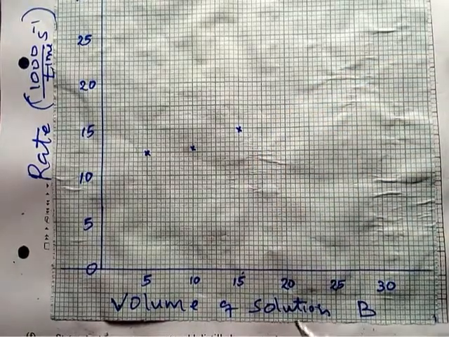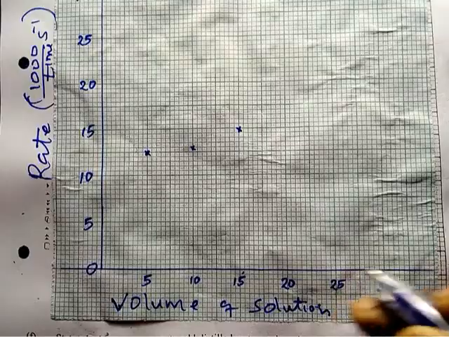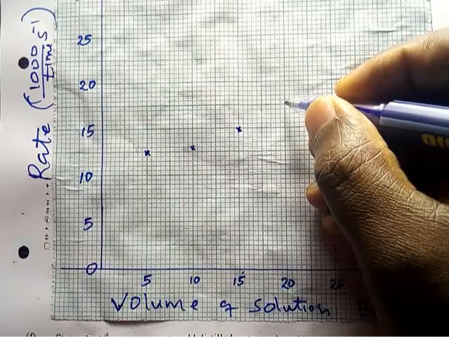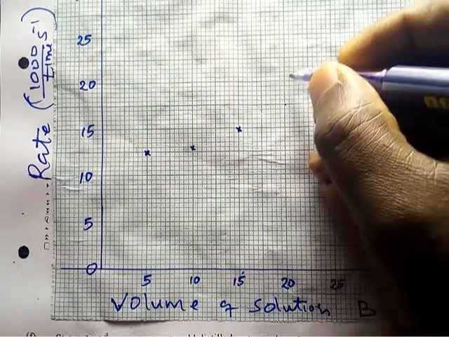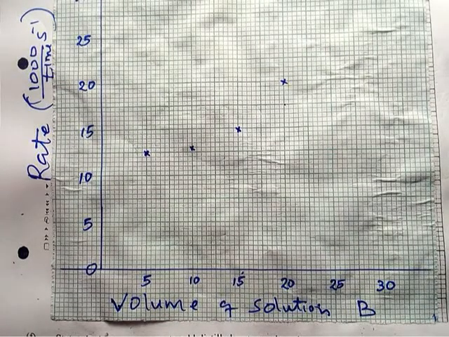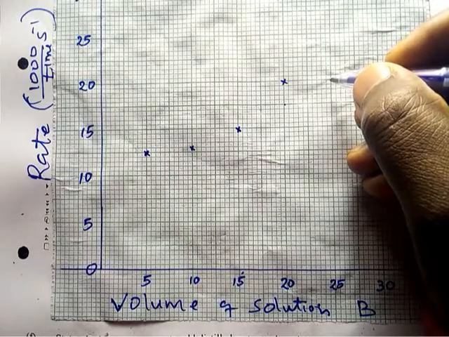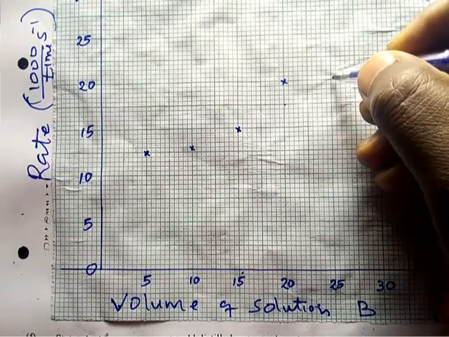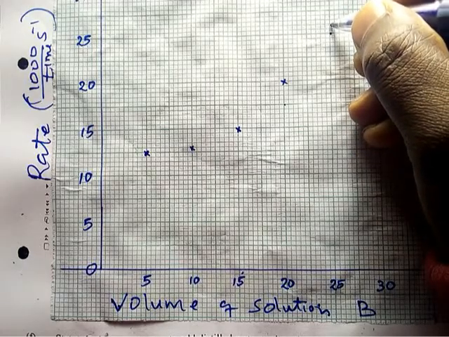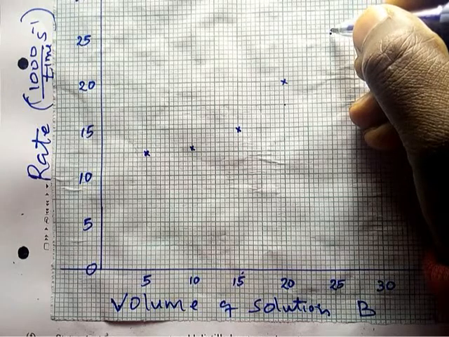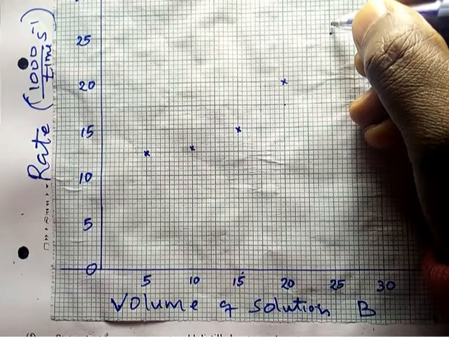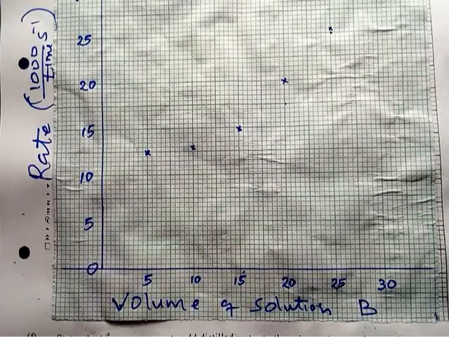When the volume of solution B is 20, it gives us 20, so 20 is here. And when the volume is 25, it gives us 25.6. That is 25, 26, so 25.6 could be somewhere there, something like that.